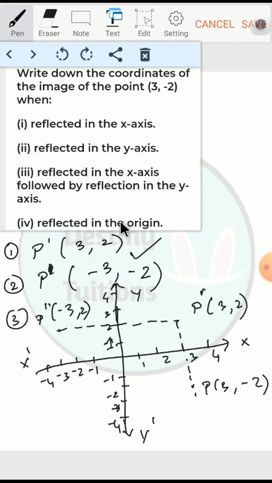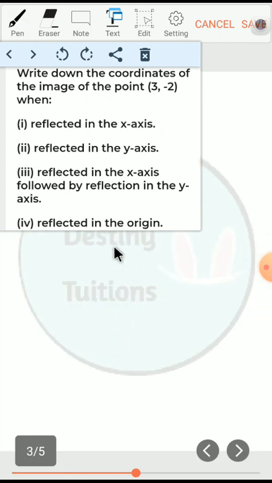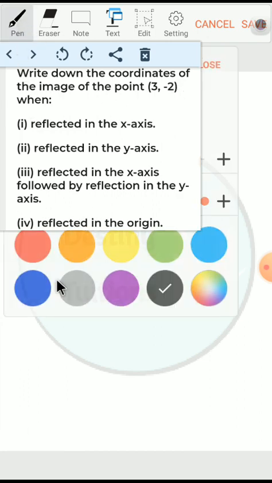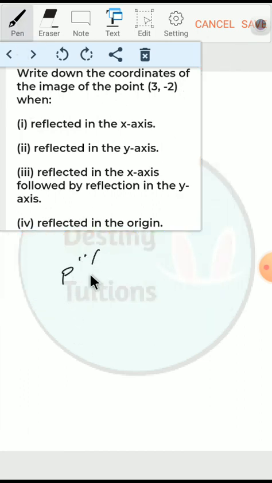And the last one, reflected in the origin. So P(3, -2) will become P''(-3, 2). We have to change the sign of the abscissa, that is the x-coordinate, and we have to change the sign of the ordinate, that is the y-coordinate.